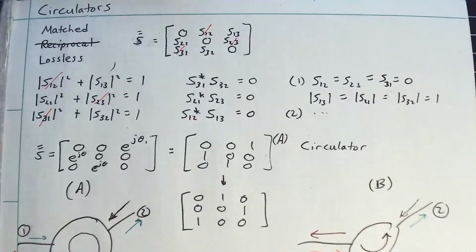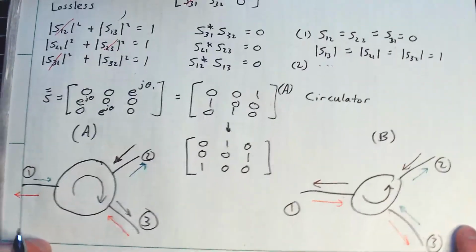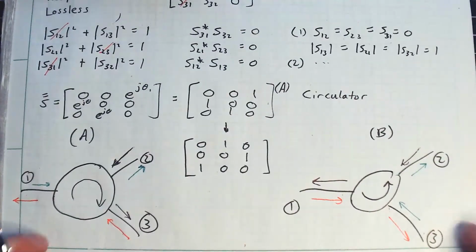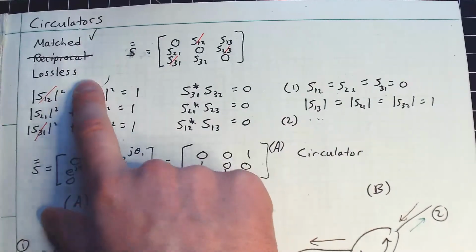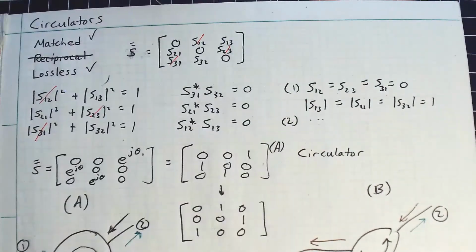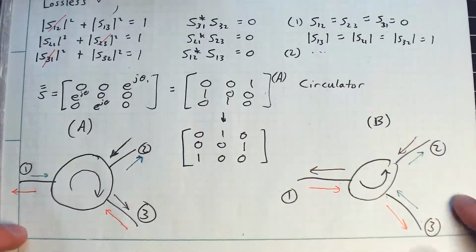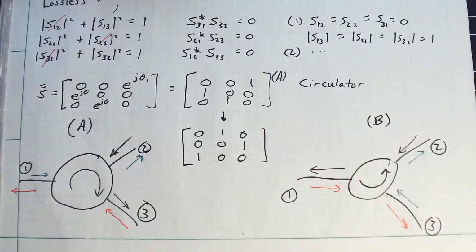And it is matched and lossless. It is the only mathematically viable solution to a 3-port microwave network, subject to the condition that it is both matched and lossless, but not reciprocal. Okay, so that is the only logically possible outcome you can have, subject to those conditions.